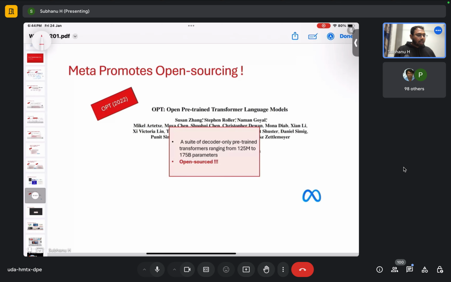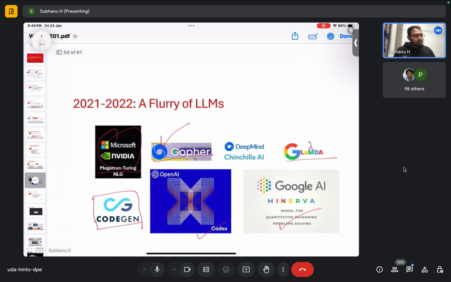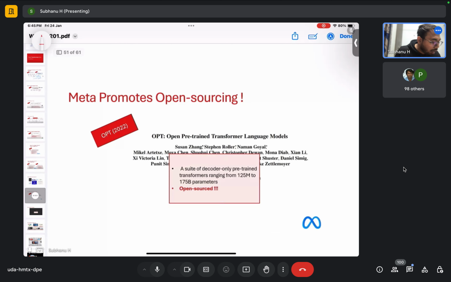Now what happens in 2022 is that these papers are coming, people are publishing these papers, and Meta with OPT also promotes open sourcing. Open sourcing means whatever model you are implementing in code, you open source it. That means you say, yes, this is my code, I am giving you the code, you can also integrate it into your model and run it however you want. And you see that there are 125 million to 175 billion parameters, so it is not very easy to open source it and run it on your laptop.